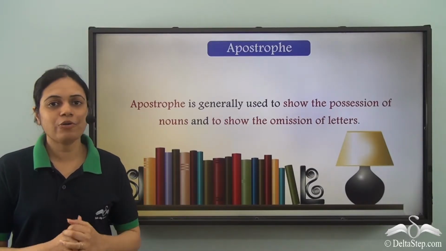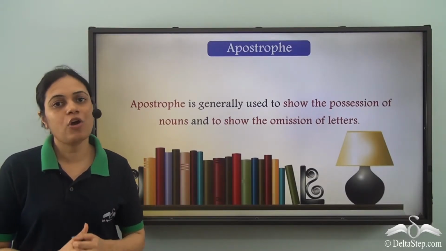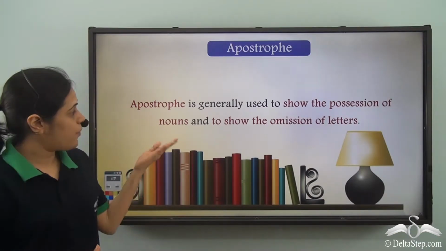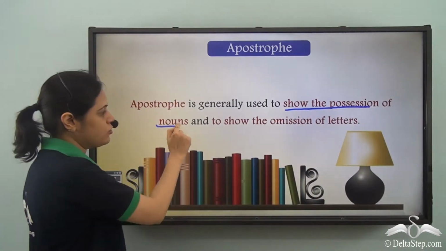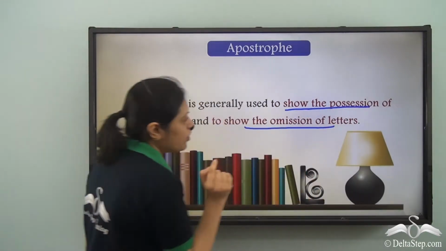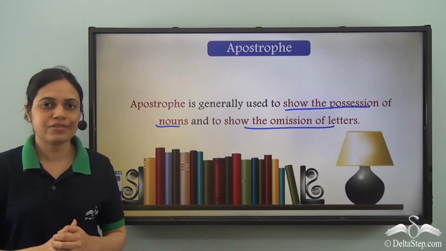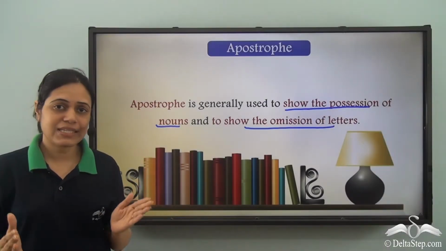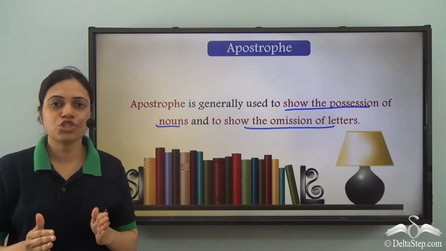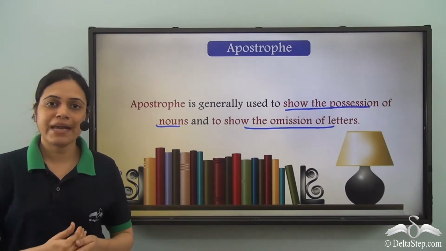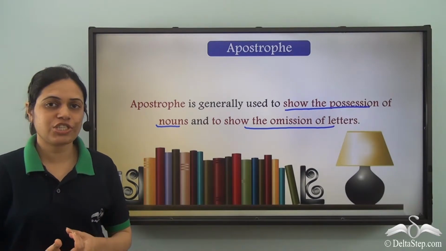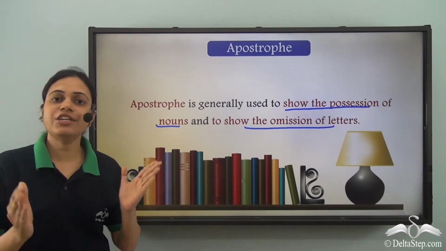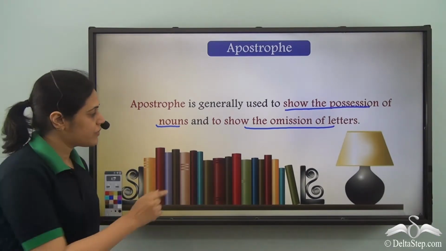Have learned about the important punctuation mark called apostrophe. Apostrophe is generally used to show the possession of nouns and to show the omission of letters. So apostrophe basically makes a sentence shorter, either by helping in omission of letters or by showing possession. In that case, it reduces certain words.